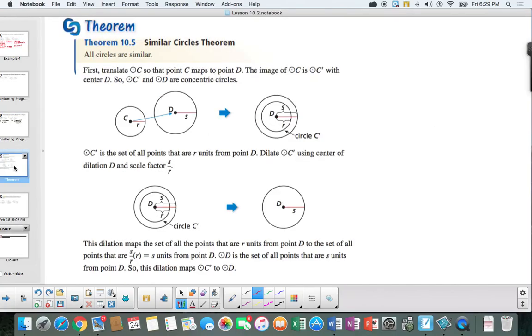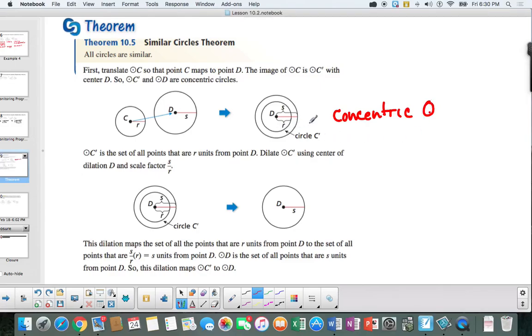Okay, similar circles theorem. It says all circles are similar. The only way circles can be similar is if they go through a similarity transformation. Here visually we show you how to do that. You're going to use a translation to get C to map onto D, and then you're going to have this concentric circle look.